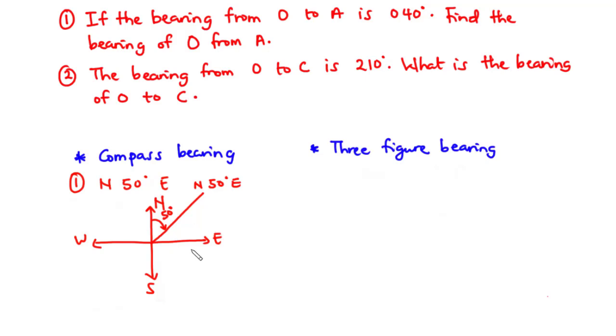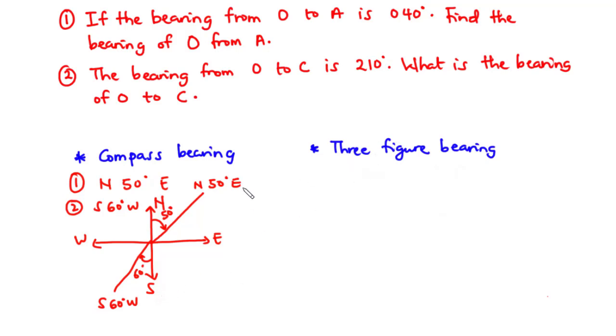For instance, if you are asked to represent south 60 degrees west, then from the south you are going to move 60 degrees to the west. So this is 60 degrees, and this is how to represent south 60 degrees west on the compass.